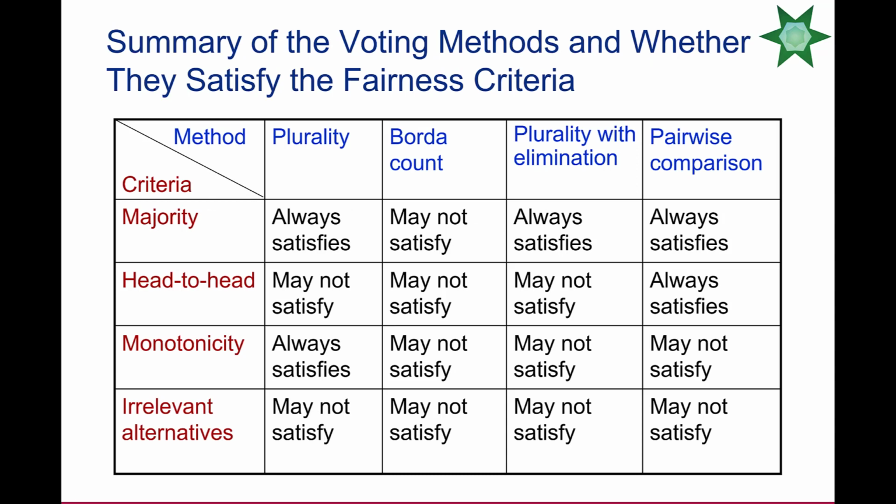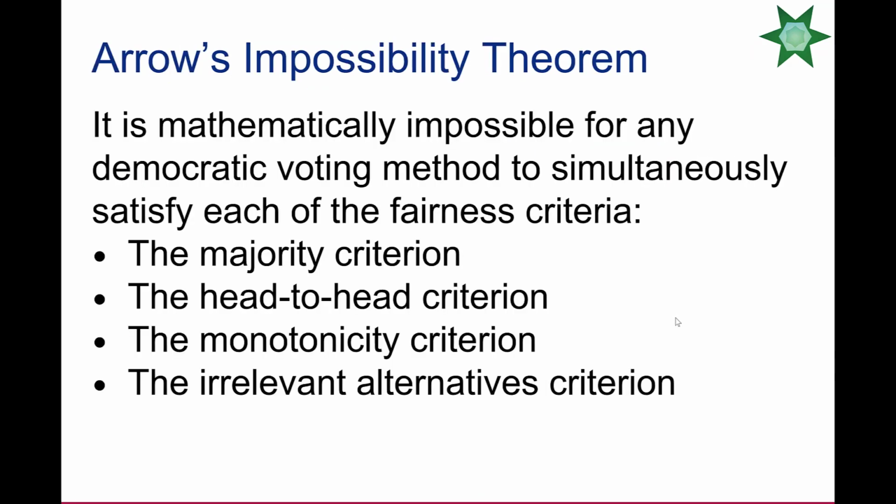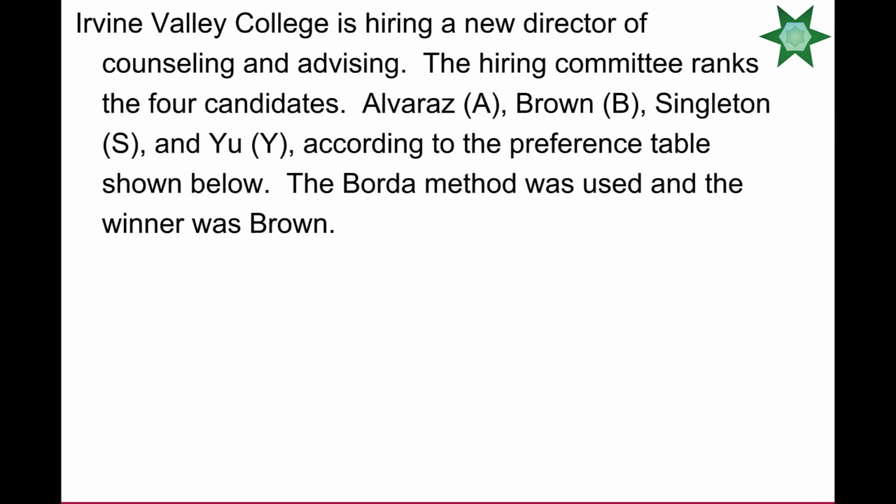Here's a summary of the 4 voting methods and the 4 fairness criteria and whether or not those methods always satisfy them. And you'll notice that there really is not one method that always satisfies the criterion. It depends. Arrow's impossibility theorem actually said mathematically it's impossible for any democratic voting method to simultaneously satisfy each of those 4 fairness criteria. So let's look at some examples.